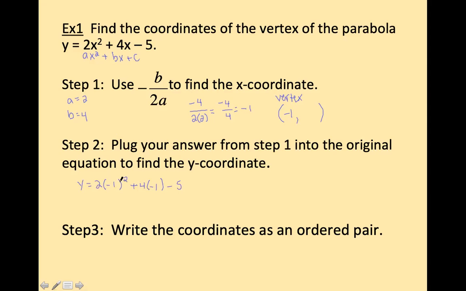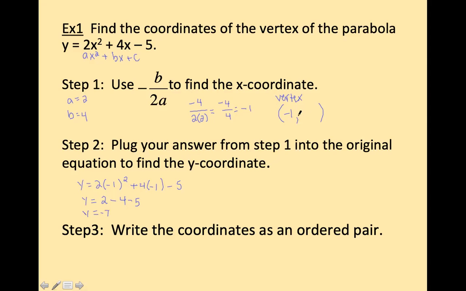Remember, order of operations, exponents come before multiplication. So -1 to the second power is a positive 1 because it's -1 times -1. So 1 times 2 is 2. 4 times -1 is -4, minus 5. So I'm going to simplify that. 2 minus 4 would be -2, and if I take 5 more away, I'm going to get -7. 2 minus 4, -2; -2 minus 5, -7.